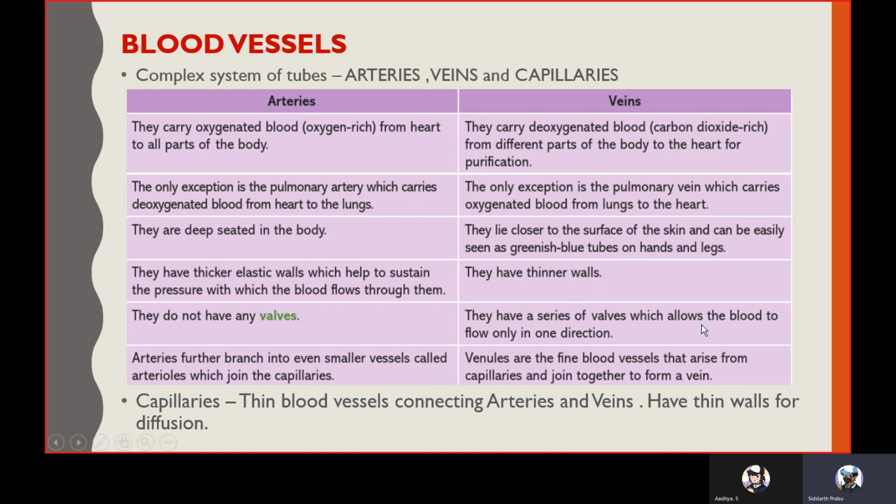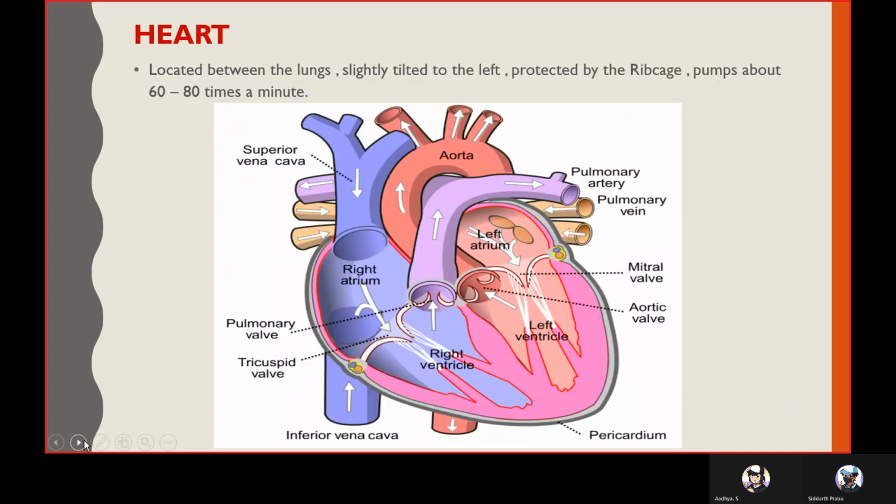Capillaries. Thin blood vessels connecting arteries and veins are capillaries. They have thin walls for diffusion. The heart. The heart is located between the lungs and is slightly tilted to the left. Protected by the rib cage, it pumps about 60 to 80 times a minute.